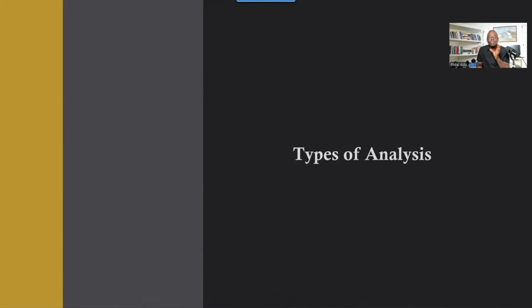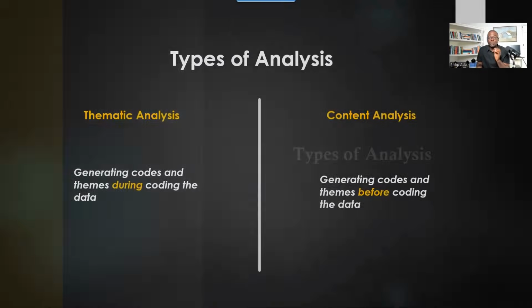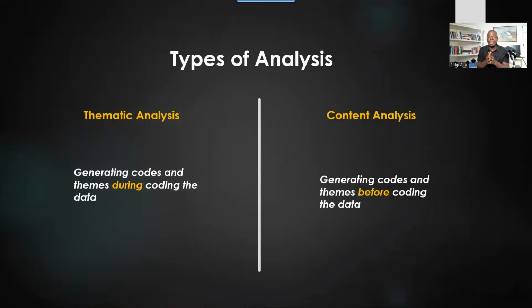So there are many types of qualitative analysis, right? But the two main types that are popular are thematic analysis and content analysis. Thematic analysis uses an inductive process. You go through all the transcripts, right? Identify information that is significant and then develop codes, categorize the codes and develop themes. So you are developing themes as you go through the data, right?